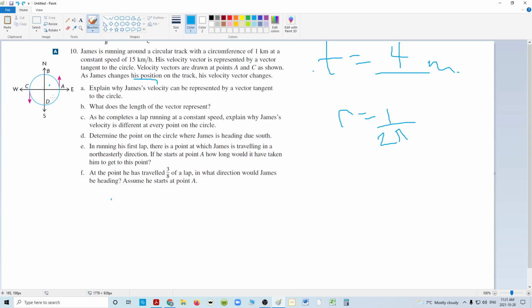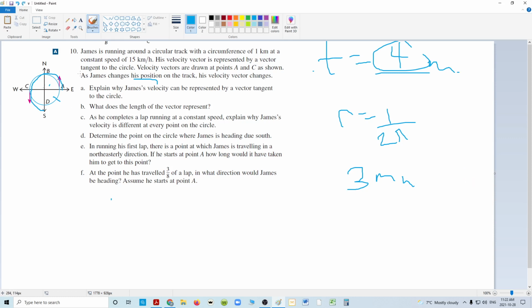How long does it take him to get there? Okay, let's look at where that is. We know it takes him 4 minutes to go around. So that means this is 1 minute. This is 2 minutes. This is 3 minutes. And that's halfway there. 3.5 minutes. So 3 minutes. What's a half minute? 30 seconds.